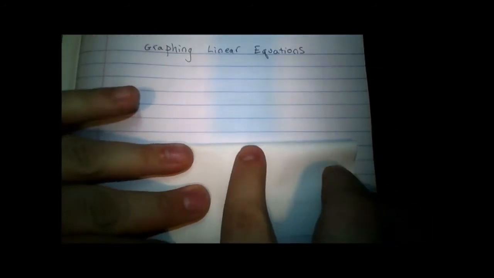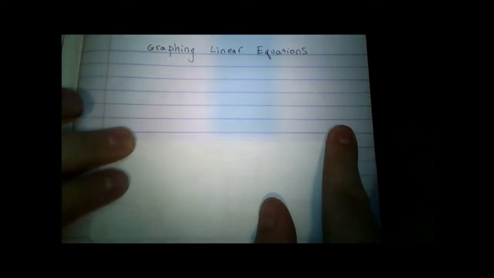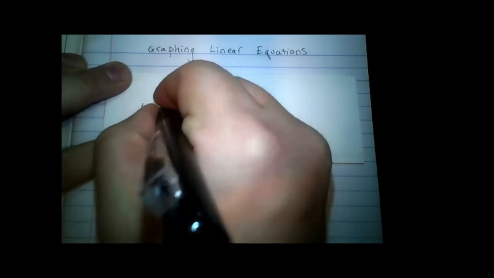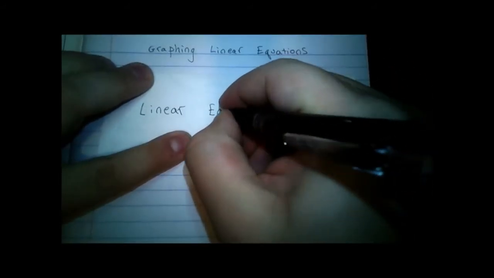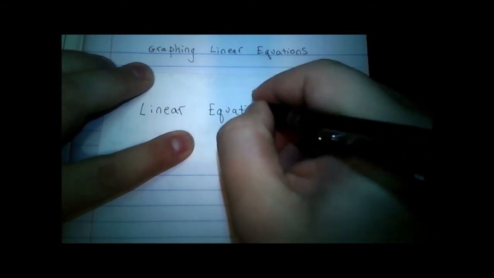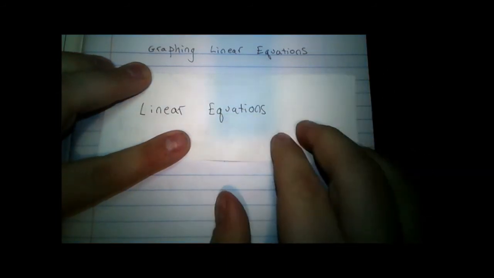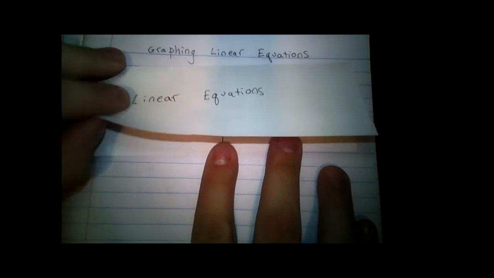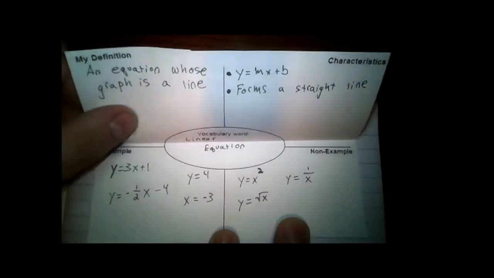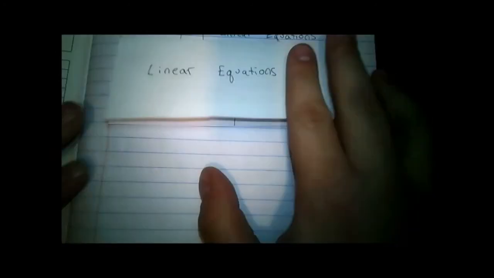And now what you're going to do is take this Frayer definition and fold it in half, and you're going to write linear equations right there. And you're going to glue the bottom side to the book so that when it's in there, all you have to do is open it up and you have your definition, shut it down, and then we have some more space to work with.